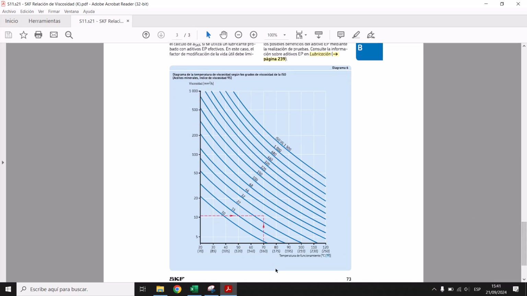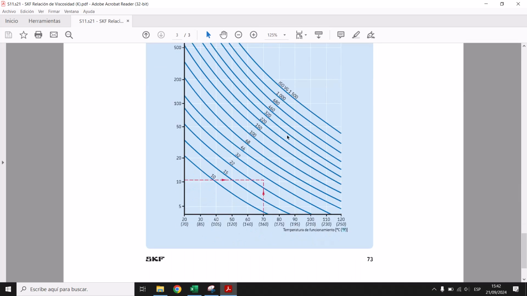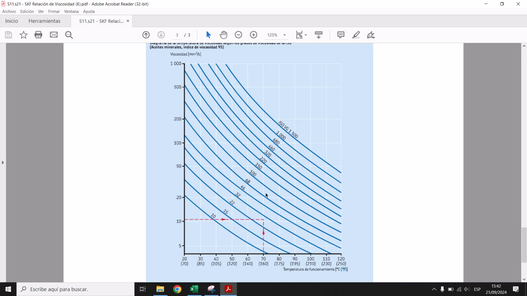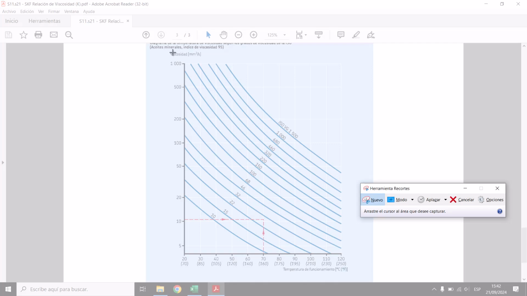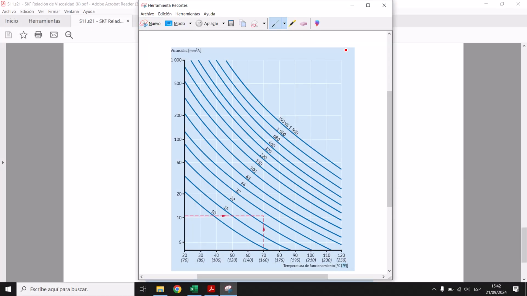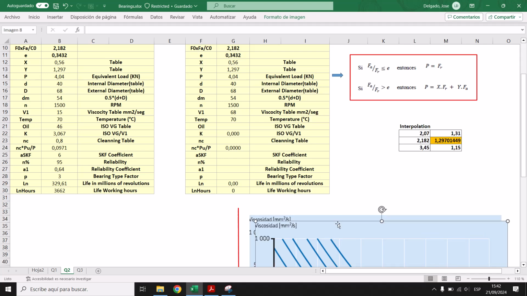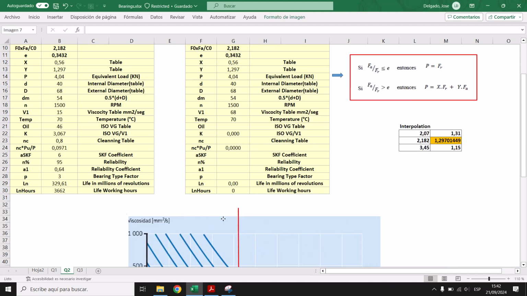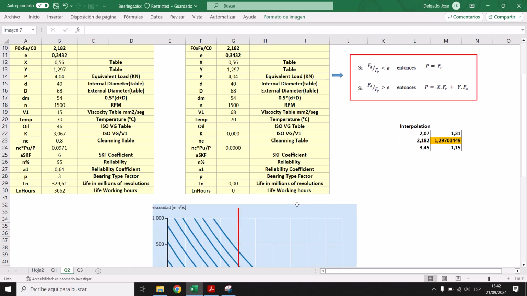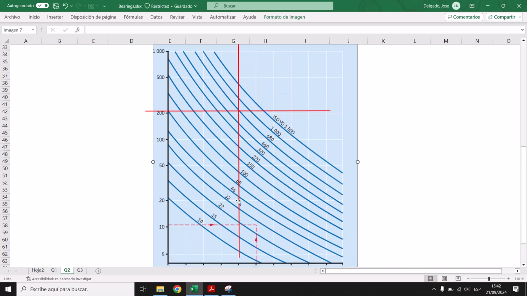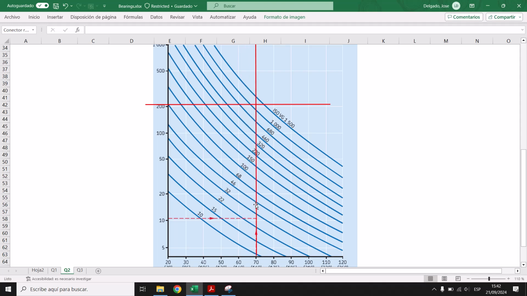We need to know K. So for us it's 70. Imagine we have a line here. We have 70 and a viscosity of 68. So I'm going to take the picture and say, okay, we are here. Okay, no. Here. We have 70 degrees. It's the same, but with a viscosity of 68. So maybe here.